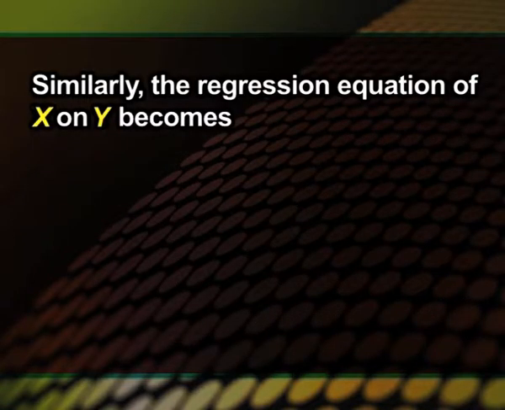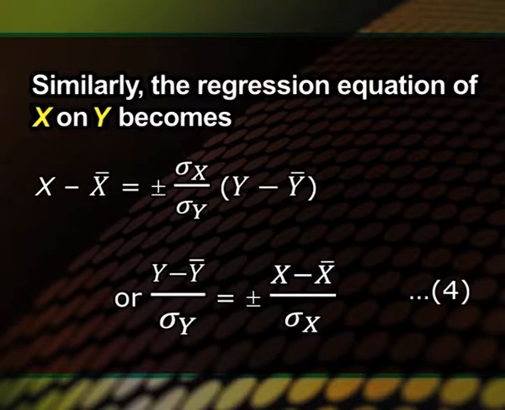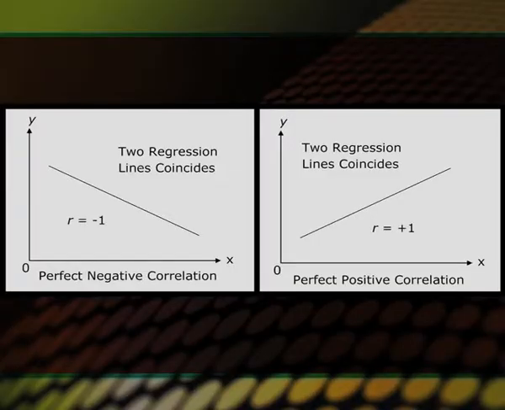Similarly, the regression equation of x on y becomes x minus x bar equals plus minus sigma x by sigma y times y minus y bar. Or we can write it as y minus y bar by sigma y equals plus minus x minus x bar by sigma x. So make this equation 4, which is same as 3. Hence, in the case of perfect correlation, the two regression lines coincide. That can be seen in the figure as well.